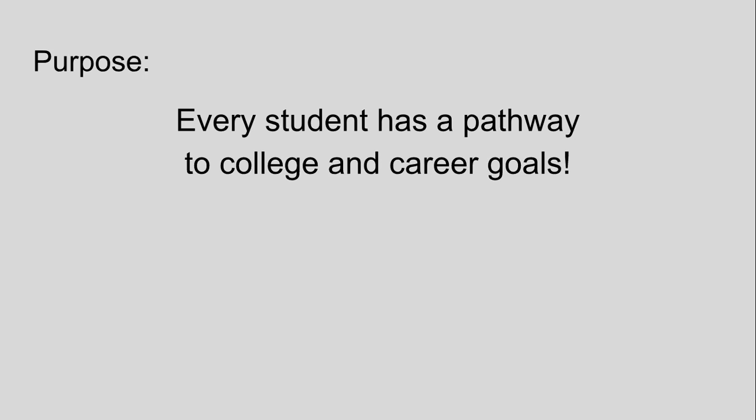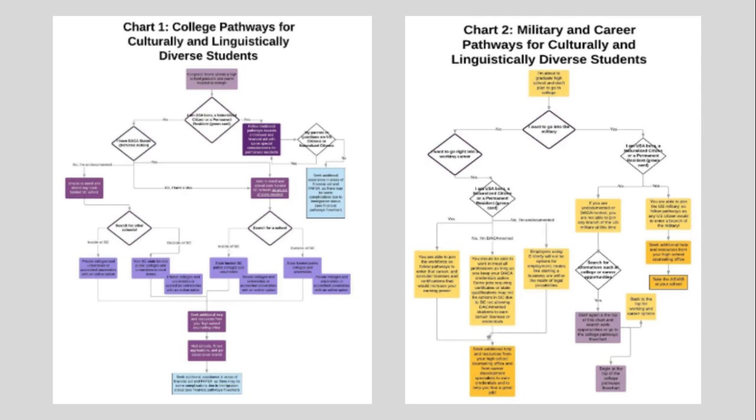Followed by that, there's a page that basically talks briefly about some introductory matters to help us make sure we understand the situation about these students and the complexities of it. And it takes us next into a couple of flow charts. I've put the first and second ones here because the first one talks about college pathways, and the second one talks about military and career pathways for students.